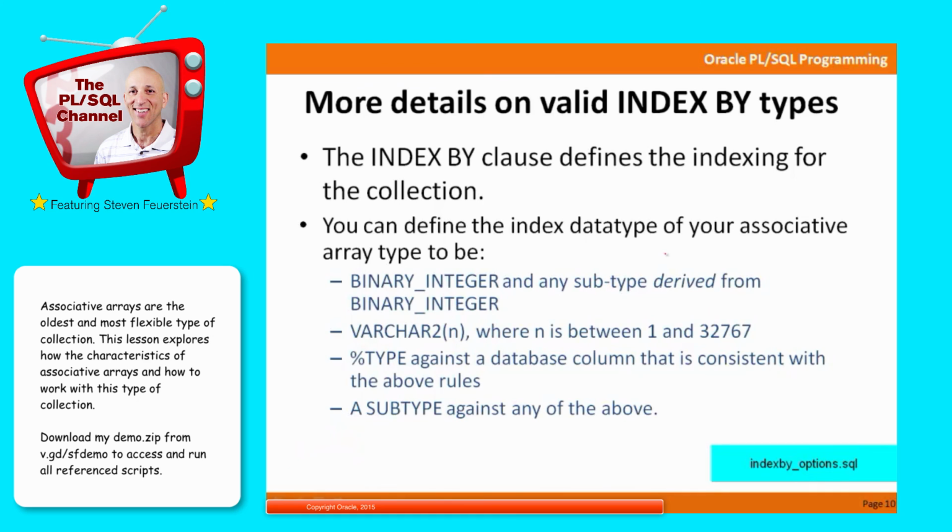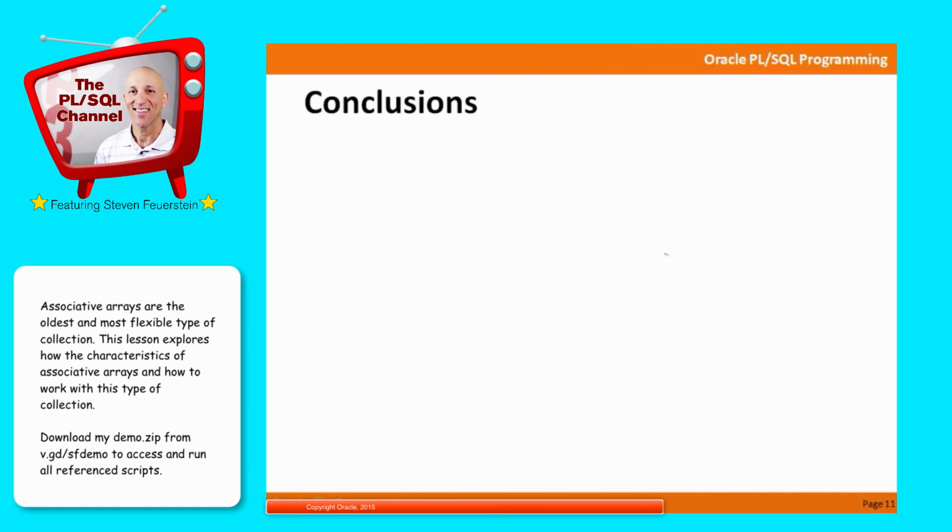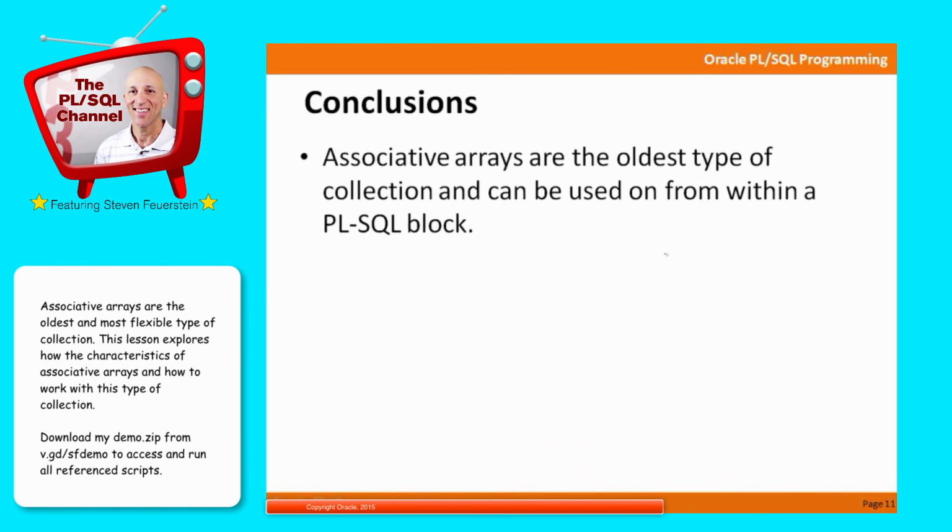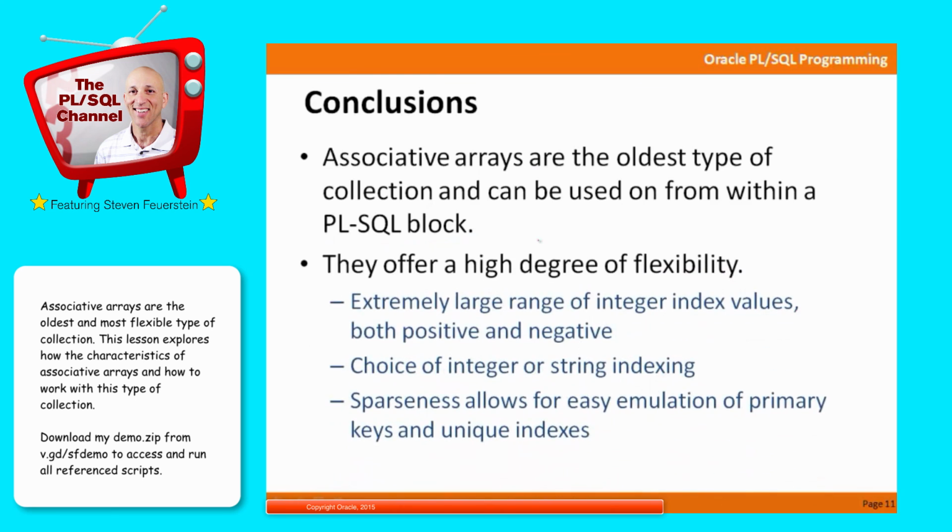Generally speaking, you'll mostly index by integer, in which case you just say index by PLS integer. Indexing by string offers lots of interesting possibilities, and I have a separate lesson just on that topic to explore it in great detail. So to draw some conclusions, associative arrays are the oldest type of collection, can be used from within a PL/SQL block only, and they offer a very high degree of flexibility. You have a large range of integer index values, both positive and negative. You can choose between integer and string indexing.